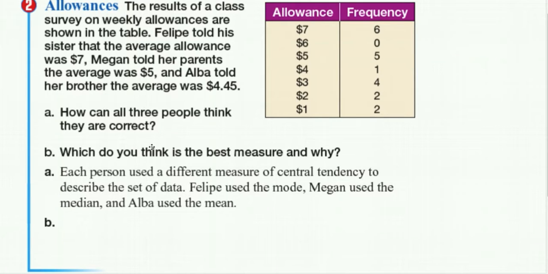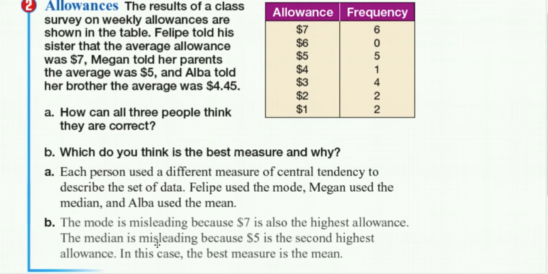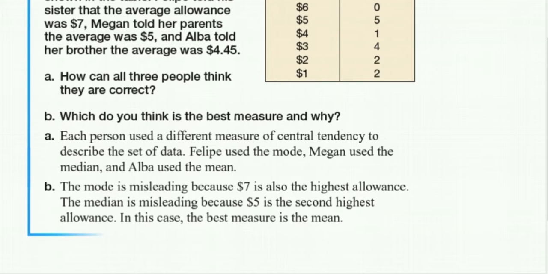The second question is probably more important. Which do you think is the best measure and why? The mode is misleading because 7 is also the highest allowance. So you cannot use the mode if it is close to the highest or close to the lowest. The median is misleading because 5 is the second highest. So again, the median becomes misleading because 5 is close to the highest. If the median is also close to the lowest, you cannot use the median. So the only measure of central tendency left would be the mean.